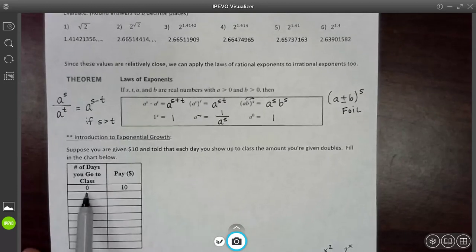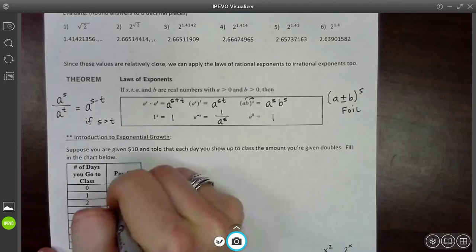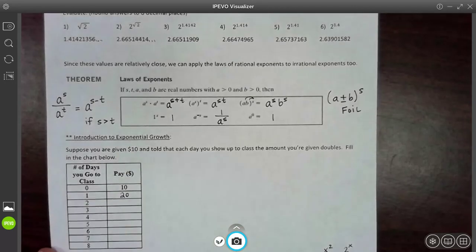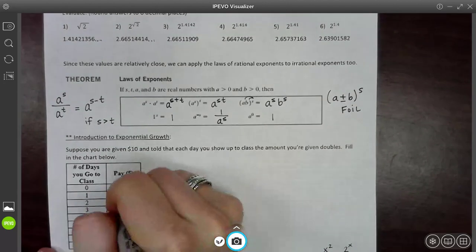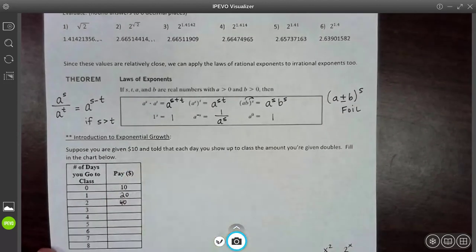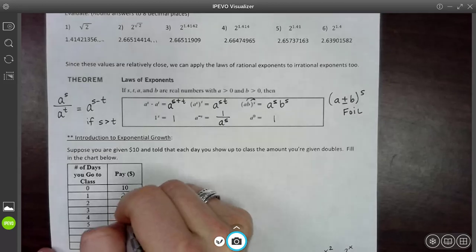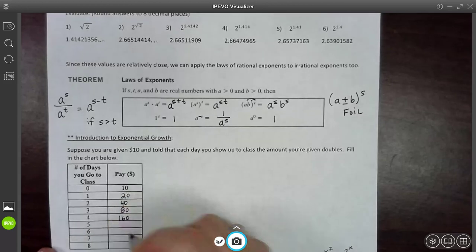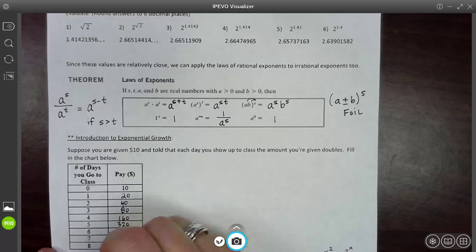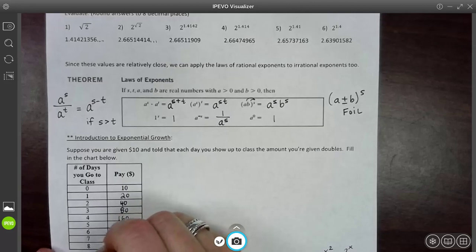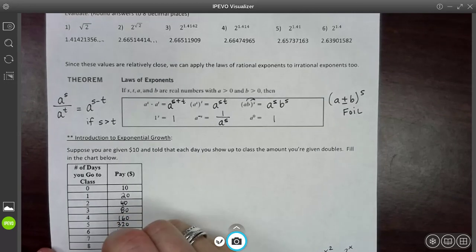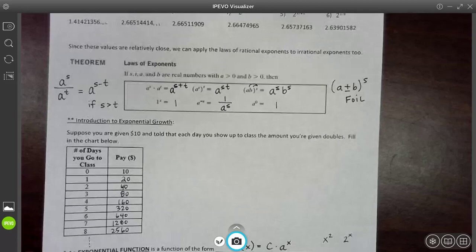So on day 0, you start with $10. On day 1, that amount would double and we would have 20 bucks. On day 2, that amount would double and I'd have 40 bucks just for coming to class. On day 3, it would double, I'd have 80 bucks, and then it would double: 160, 320, 640, 1280, and then 2560, right? And we could obviously just keep on going as each day goes on and on and on.